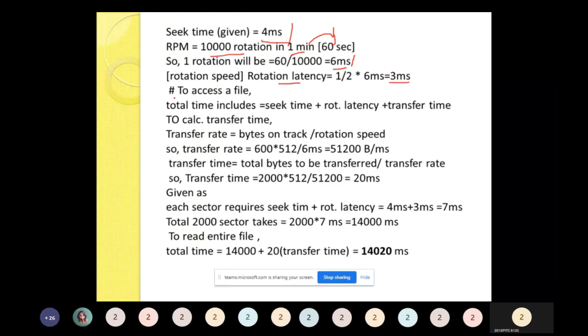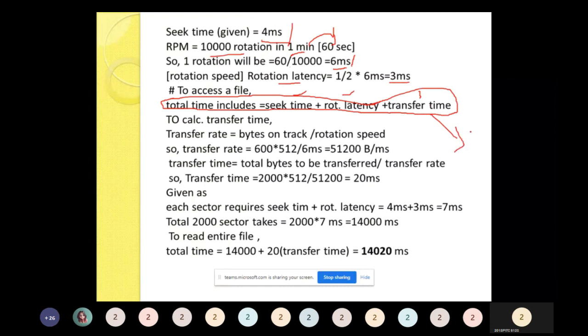So the main formula is: total time equals seek time plus rotational latency plus transfer time. By adding these three things we get the answer. The seek time of 4 millisecond is there, the rotational latency is also there, but we have to find out the transfer time.